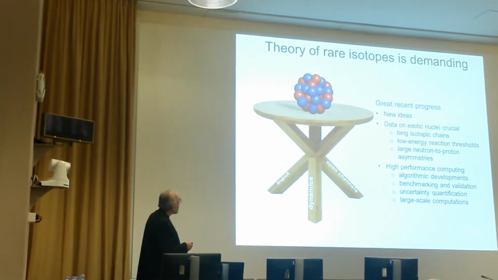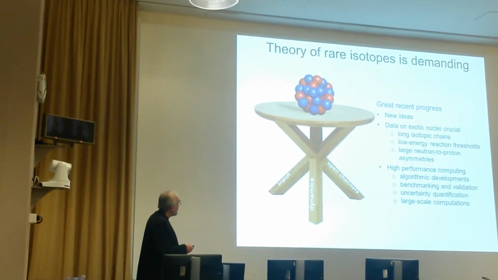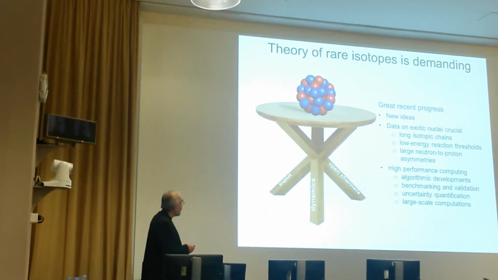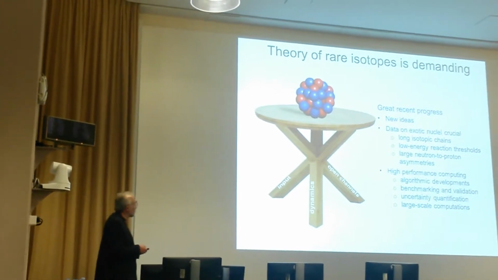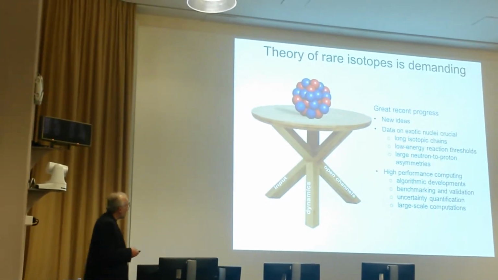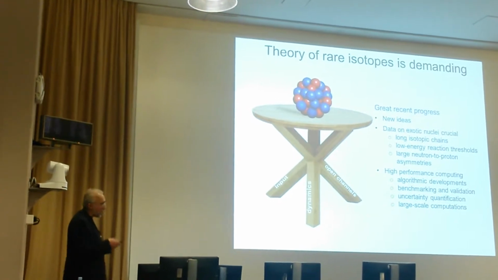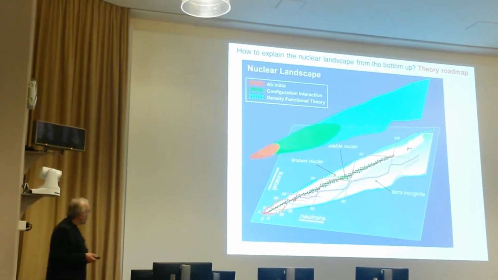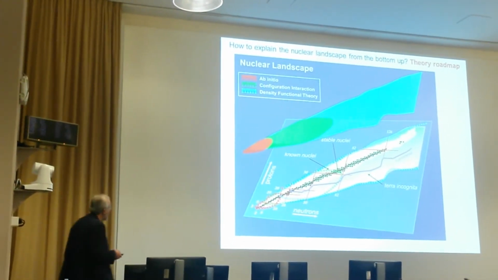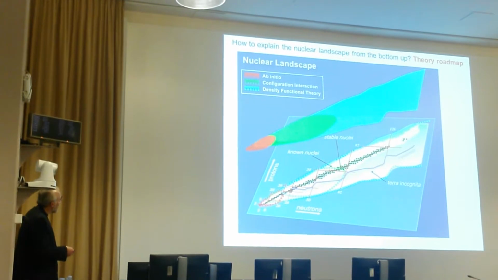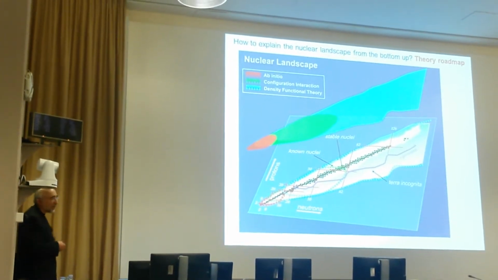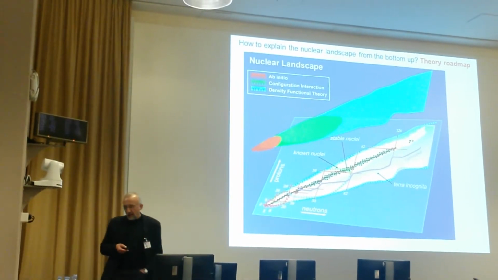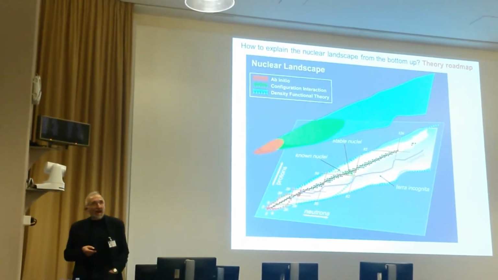So there's been great recent progress in terms of new ideas, in terms of wonderful input from experiment. So we learned that the data on exotic nuclei are indeed crucial, and there's been great progress thanks to high performance computing. So this is the theoretical view of the nuclear landscape. The lightest nuclei in the landscape we can treat ab initio, using methods which are based on 2 and 3 body interactions.